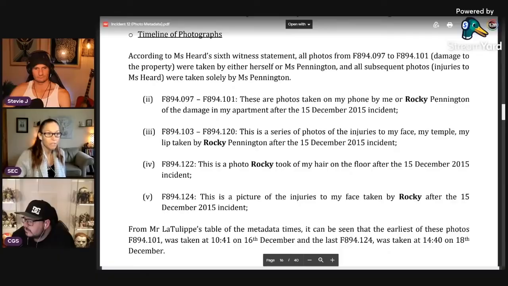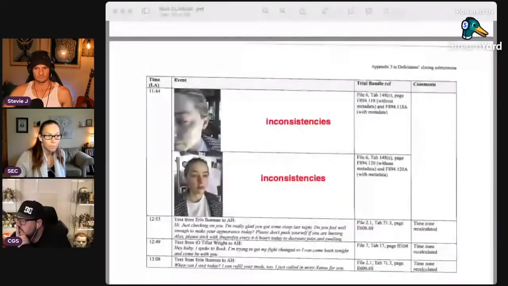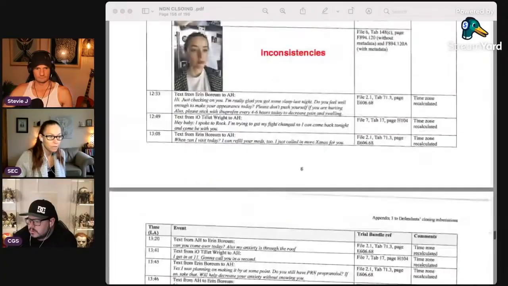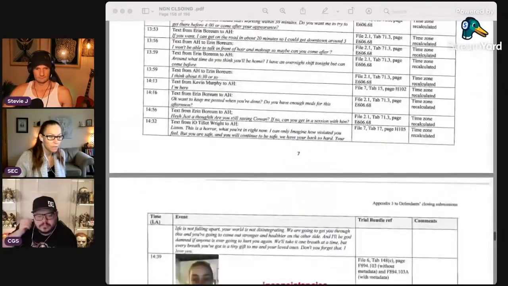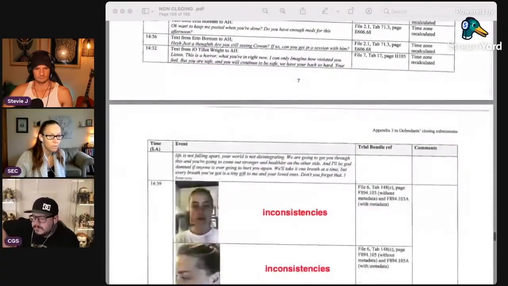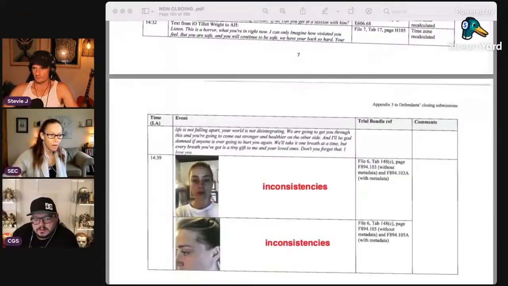F894103 to 120. These are a series of photos of the injuries to my visage, my temple, my lip taken by Rocky Pennington after the December 15th incidents. Okay, so what did I just say? 103 to 120. Okay, well, we only have two of these. That's 120. And then we don't have anything until 103. Oh, there we go, 103. Okay, so then she's talking about the hair on the floor, and then the pictures to her face, blah, blah, blah.